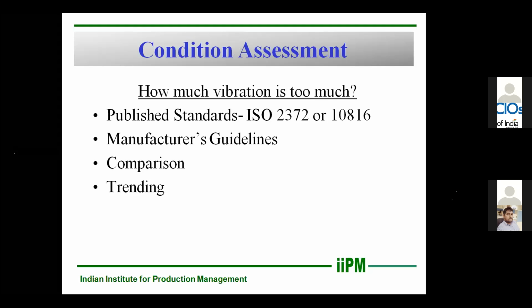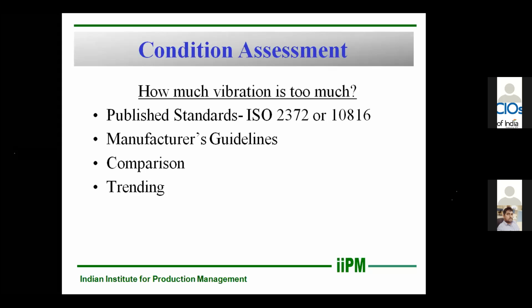Then, how to assess the condition of the machine. There are four ways. Either rely on ISO 10816 standards or manufacturer guidelines, because your original equipment manufacturer might have provided guidelines on the safe vibration limits at which you can run your machine. Third is comparison. Suppose motor A with the same rating, same RPM, same purpose has this much vibration. Then compare it with another motor B, to see whether the vibration is the same or not.